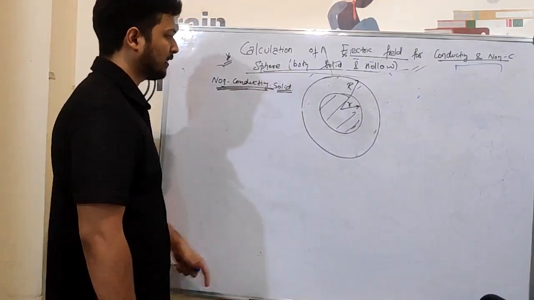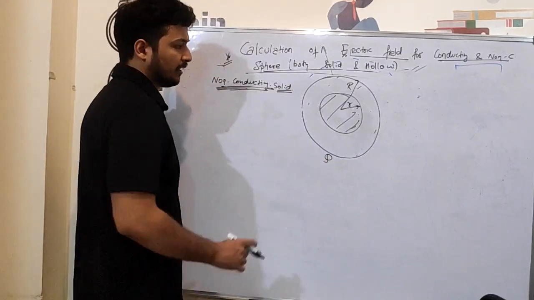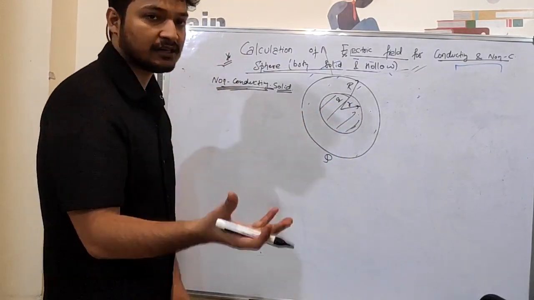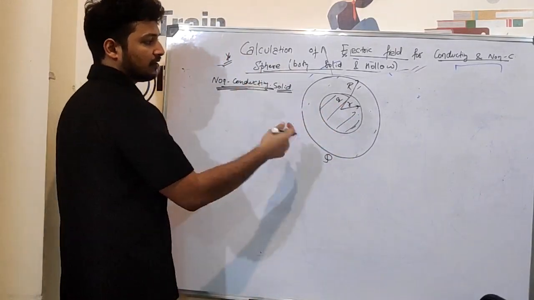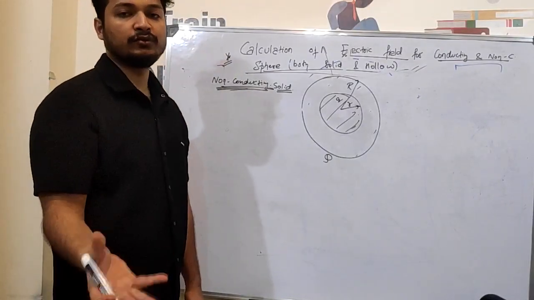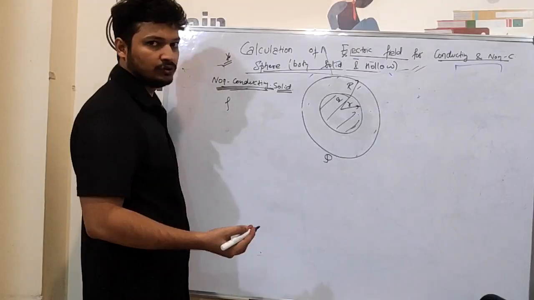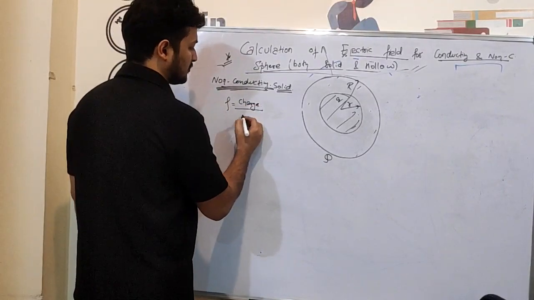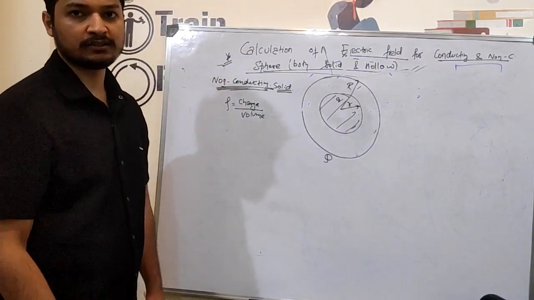What I am saying is, if the whole sphere has a charge Q, and this small sphere, of small radius r, has a small charge q, then since the whole sphere is symmetric and has uniformly distributed charge, the value of charge density is not going to change. That means the value of charge divided by volume in both cases is going to be the same.